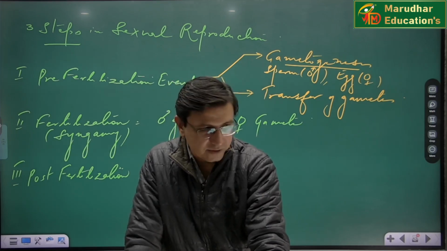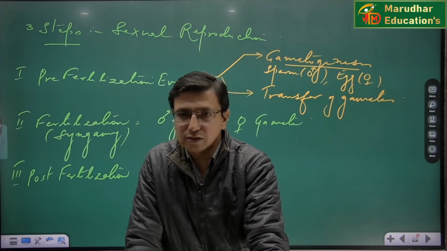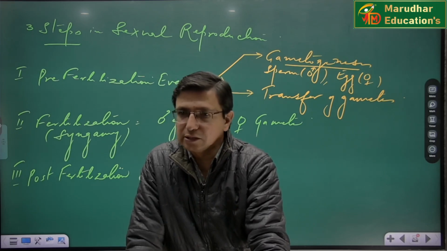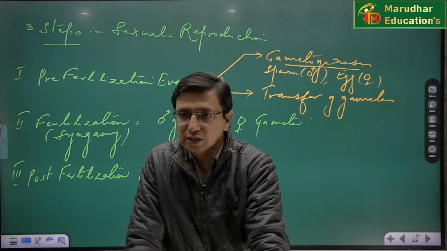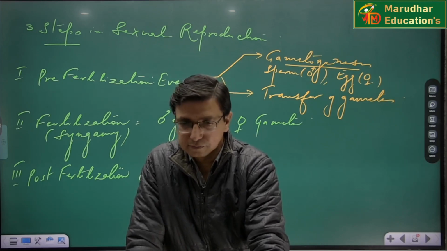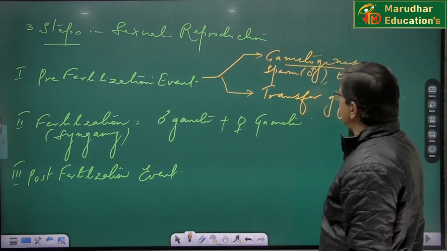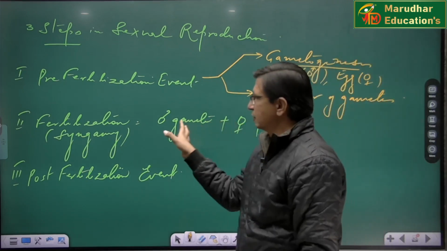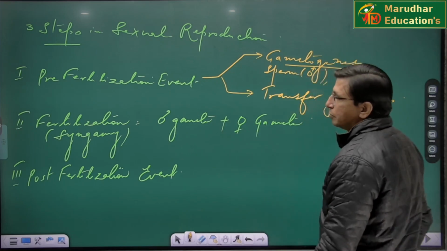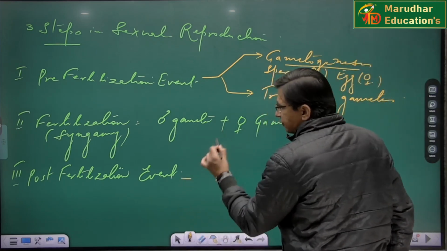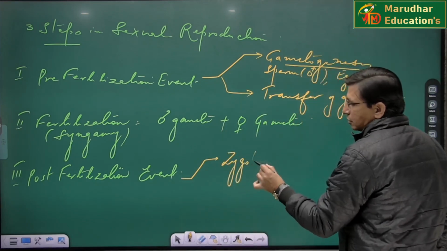In case of plants, you see the pollen grain germinates on the stigma, and the pollen tube is made. That pollen tube carries two male gametes towards what? Ovule. Now, once these male and female gametes meet together, they fuse together to make zygote. So after fertilization, the first event is what? Zygote formation.